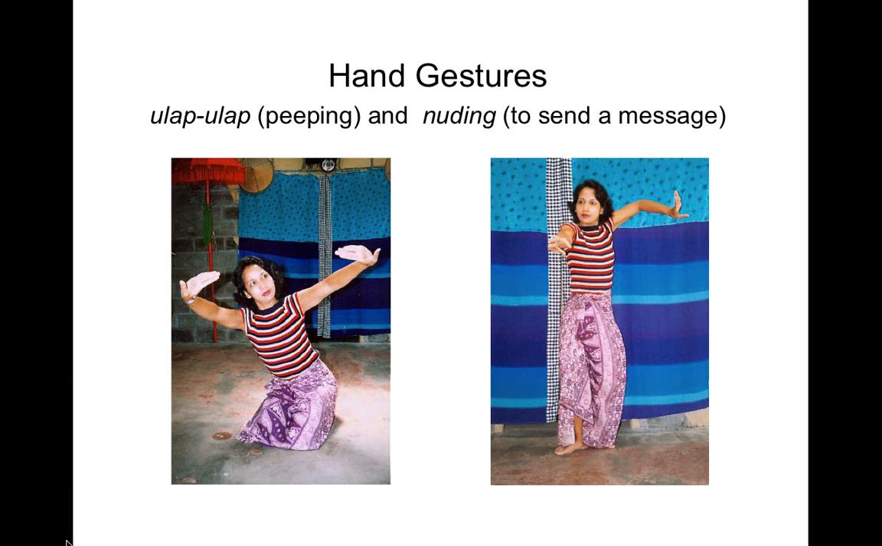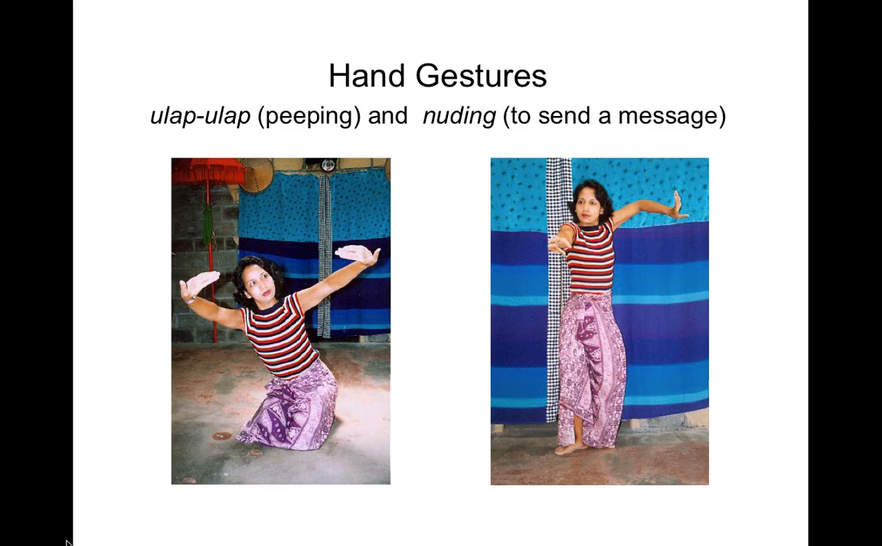As I mentioned earlier, hand movements in the Balinese context don't always necessarily tell a story. Unlike an Indian dance, there are some hand gestures that do have meaning. There are examples of two here in the pictures. There's a ulap-ulap, which involves lifting up of the arms and the hands, and then the dancer kind of peeps underneath the hands when they're held out in this position.